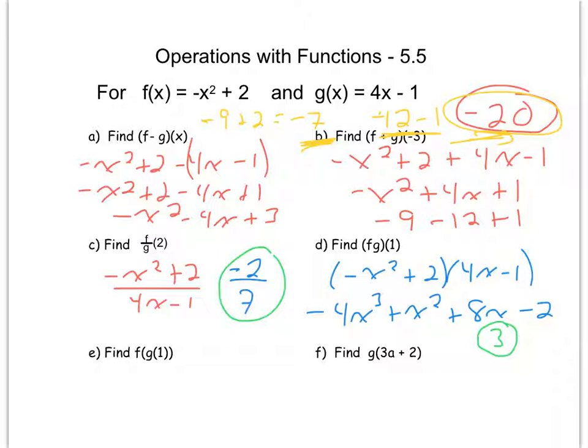So you can find f plus g of x and then plug in negative 3, or you can simply take the negative 3 and plug it into both f and g and add those up.